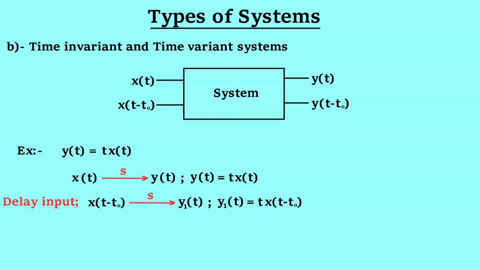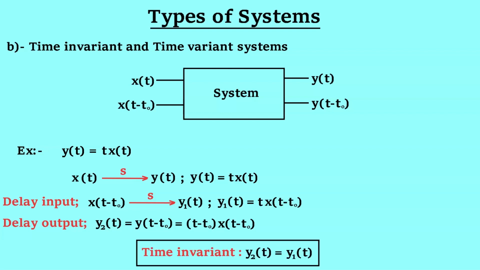In the second step of finding whether the system is time invariant or not, we will provide delay to the output rather than the input, the resultant output being y2(t), which is equal to (t minus t0) into the function x(t minus t0). For a system to be time invariant, y2(t) must be equal to y1(t). But in this case, these two outputs are not equal. Therefore, the system in consideration is an example of a time variant system.